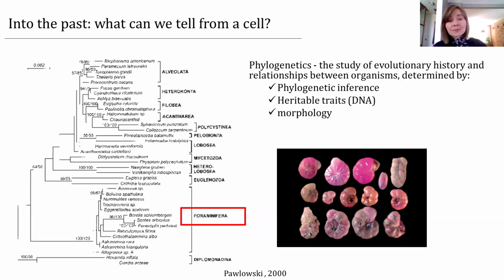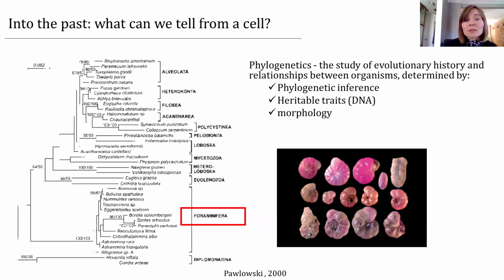These relationships can be determined by phylogenetic inference. So it's mainly statistics, computational tools, applied to create this kind of phylogenetic tree showing the relations between the organisms. Also some heritable traits, many DNA sequences, and also morphology. So combining it together, we can reconstruct the evolution of the species and of the taxa.